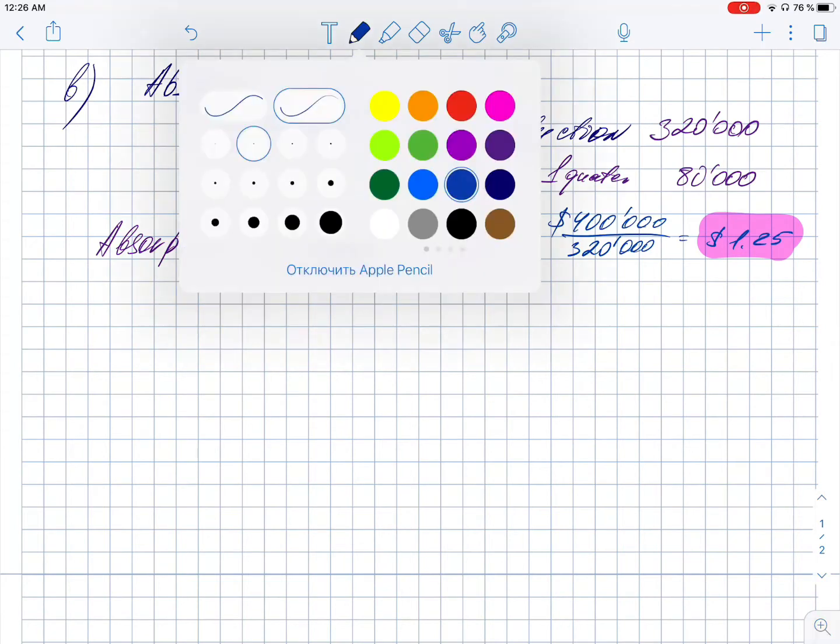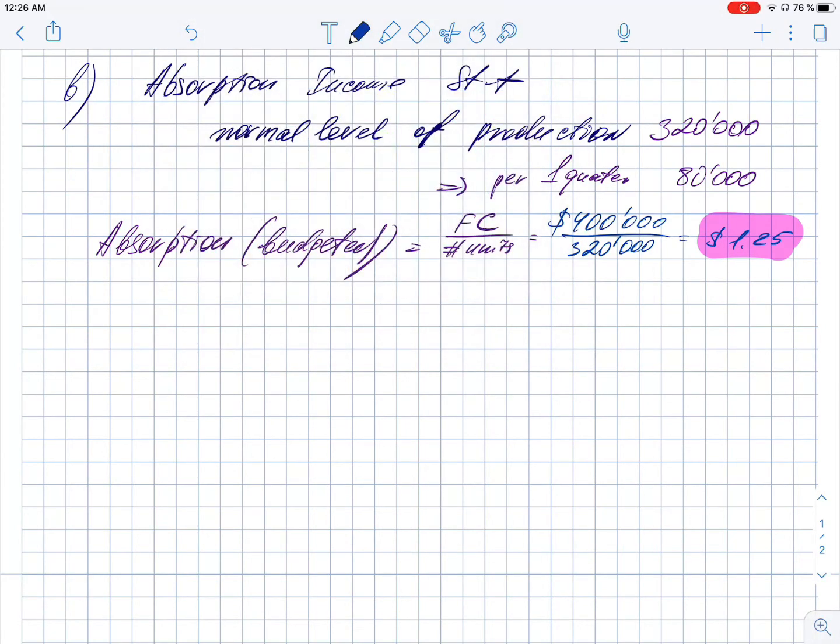And now we can start to compile income statement under absorption costing. We'll use the same format. So first quarter, all amounts are in $1,000. Second quarter, all amounts are in $1,000. And the first line would be sales. And by the way, sales would be the same.